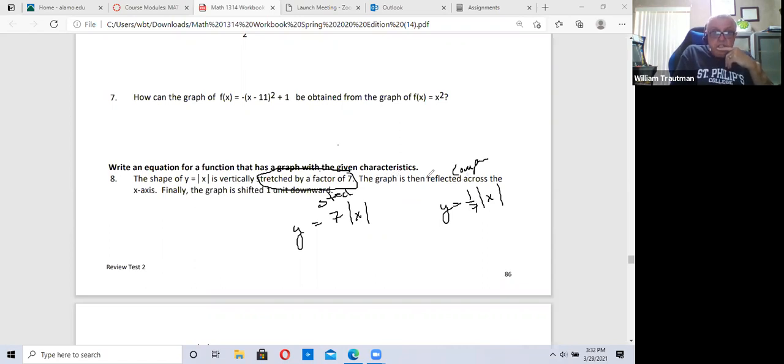And the graph is reflective on the x-axis. Reflective on the x-axis means there's a negative in front of it, and shifted 1 unit downward, a -1. When it shifts 1 unit down, you put a -1 on the outside. So by reading this, you need to be able to read it, start with this and then write all the things it tells you to create a new function. So this new function would be y equals -7 times the absolute value of x, minus 1.